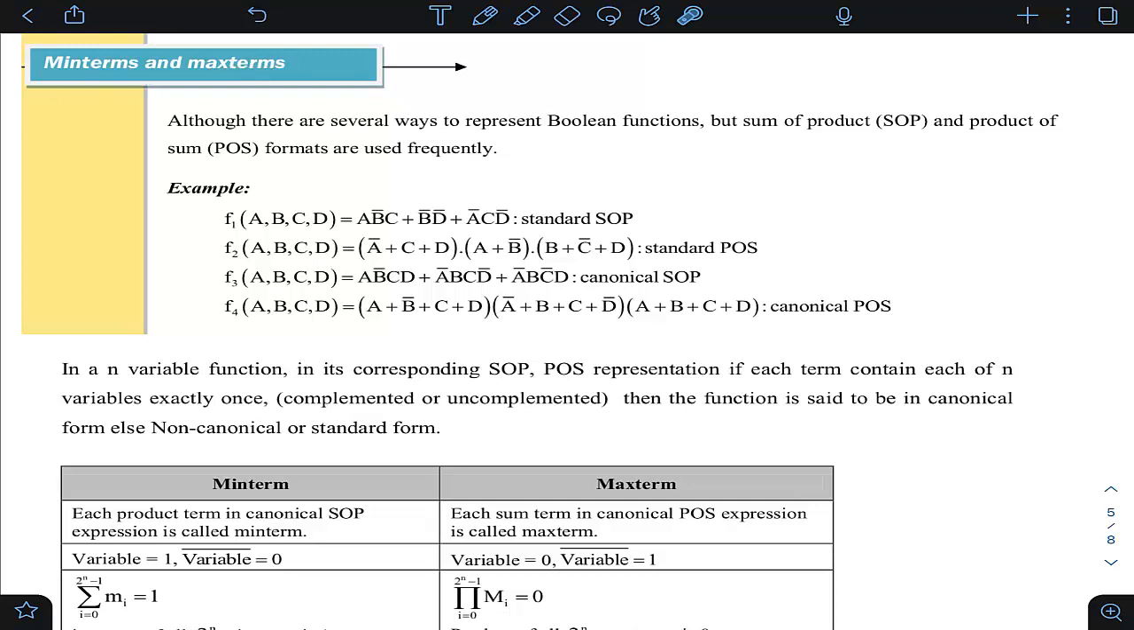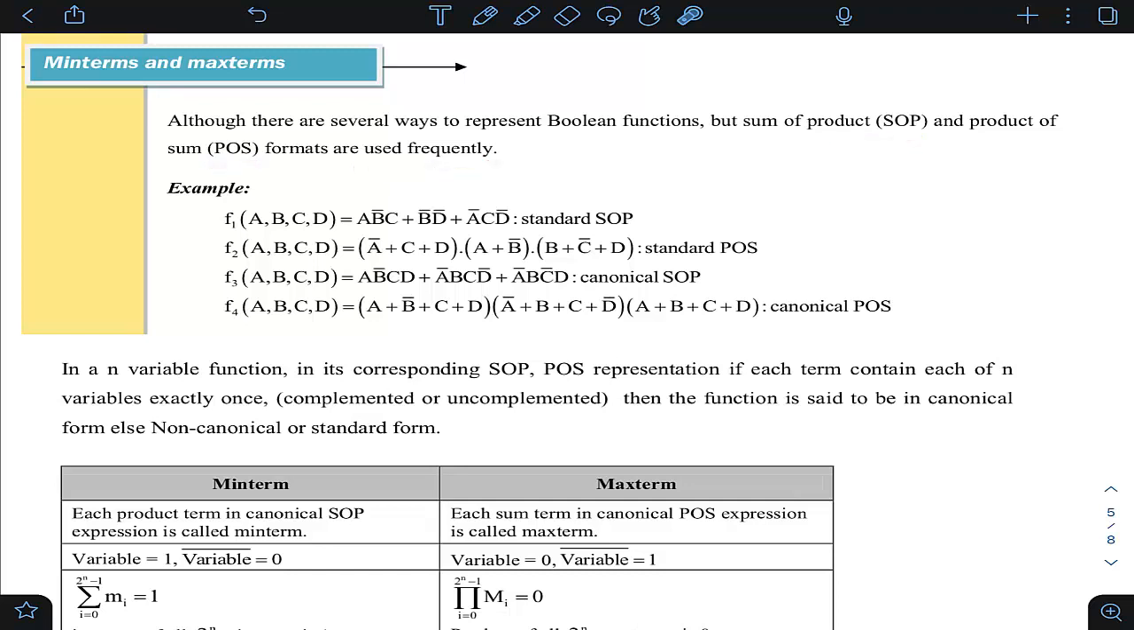But before understanding the detail of min terms and max terms, let us try to understand two important formats, that is SOP and POS. Sum of products, which is SOP, and product of sums, which is POS. Generally, any Boolean function can be represented in SOP form or in POS form. Although there are several ways to represent a Boolean function, SOP and POS formats are used frequently.